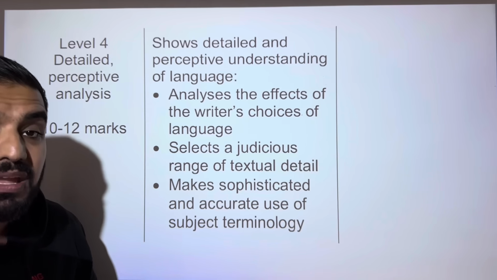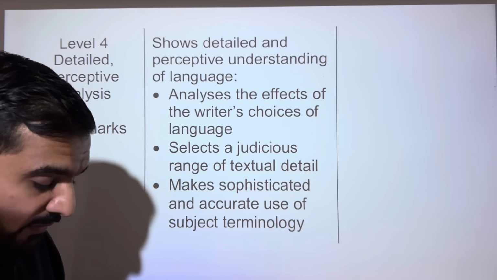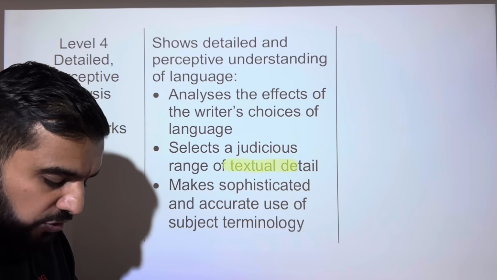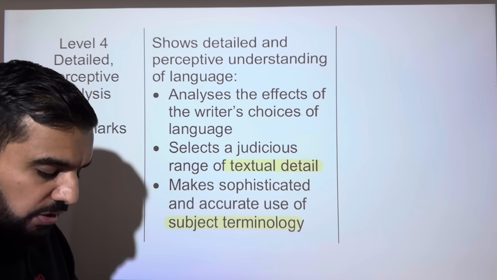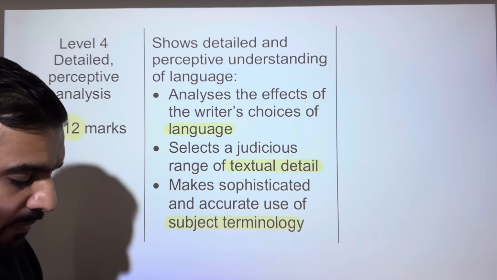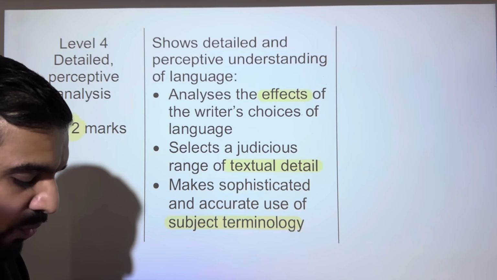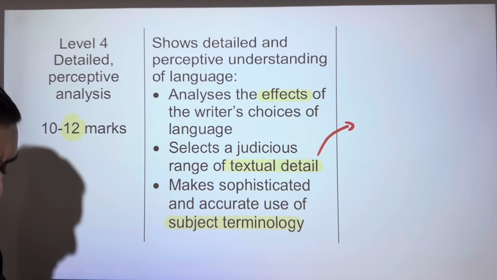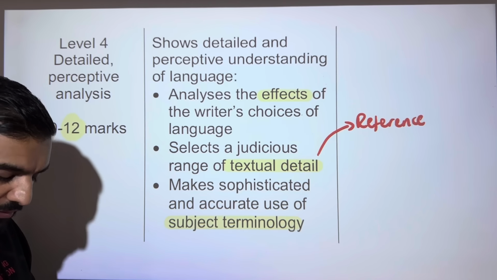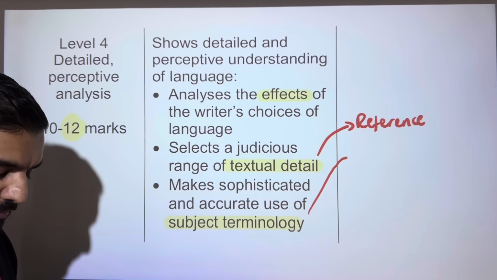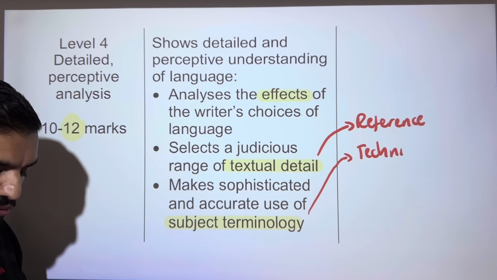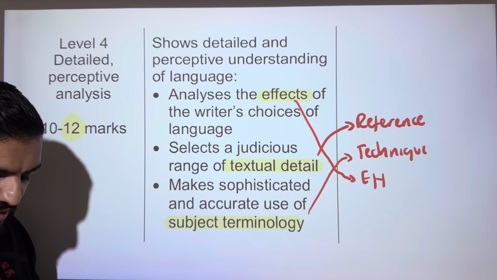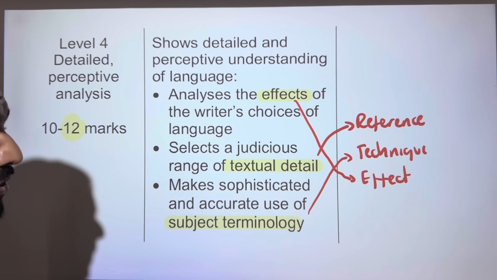The mark scheme, guys, remains exactly the same as it was for paper 1. To get top band, to get 12 out of 12, guys, we are marked on our textual detail, we are marked on our subject terminology, and we are marked on our effects. So what do these three things mean for us? When it comes to textual detail, guys, this here is talking about our reference. When it comes to subject terminology, this here is talking about our technique. And when it comes to our effects, naturally, guys, is talking about the effect of our language.